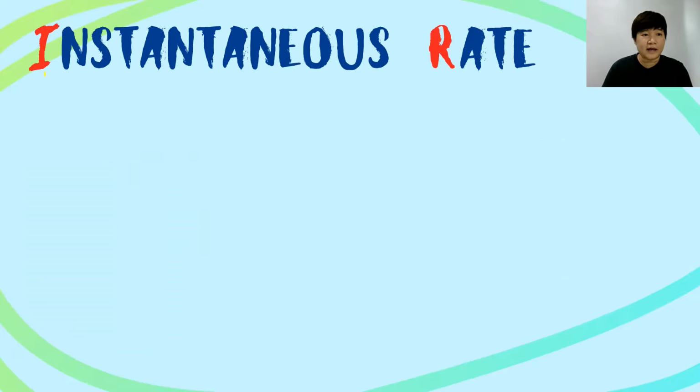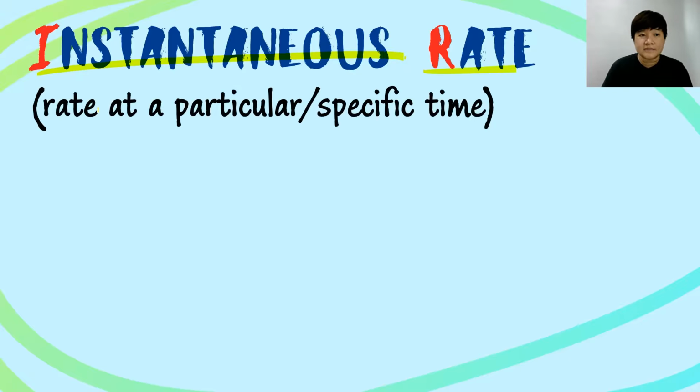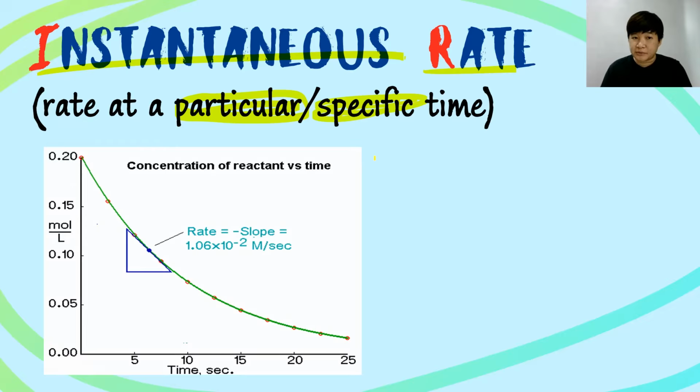Next, we are going to look at instantaneous rate of reaction. As we have mentioned just now, instantaneous rate means the rate at a particular or a very specific time, at 1 second or at 1 minute and so on. We only have one method, a very simple method using a graph. And we have two steps.